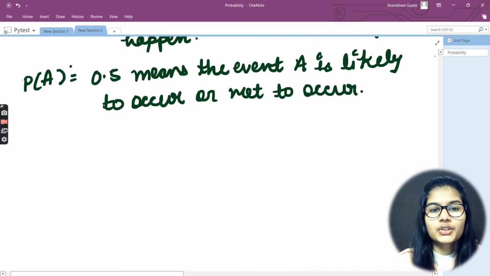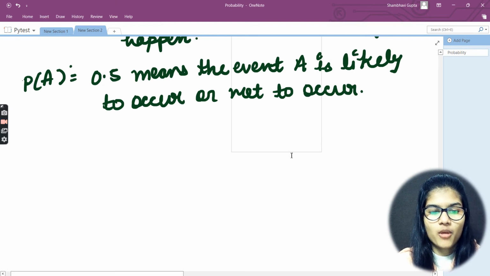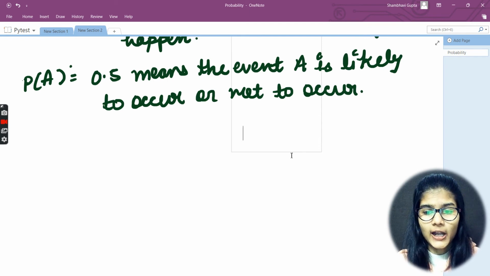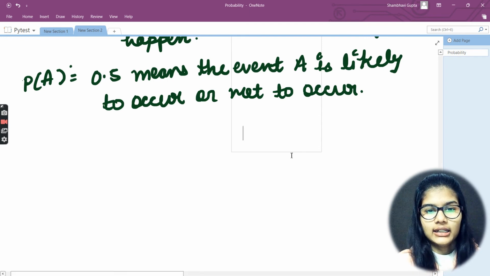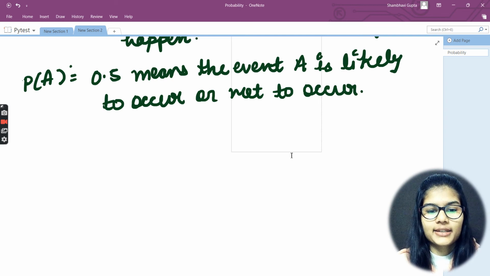Okay, so 0.5 means that the event A is likely to occur or not to occur. Fine. So this is the respective case when the probability is somewhat 0.5. So we have these three terminologies here that you should keep in mind. Now let's see an example.